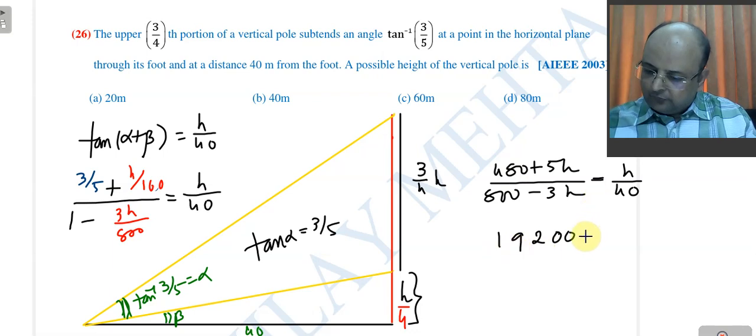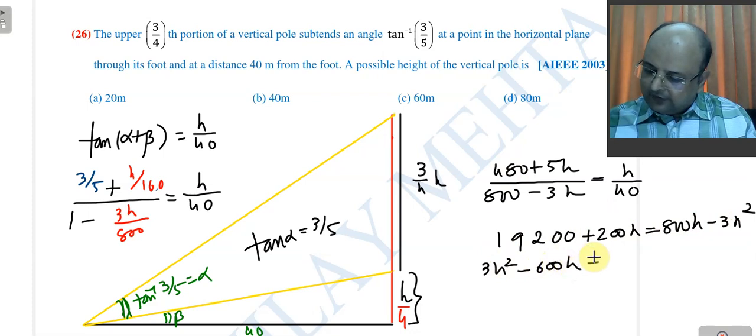192 plus 200h equals to 800h minus 3h square. I take everything on left hand side, so 3h square minus 600h plus 19200 equals to 0.